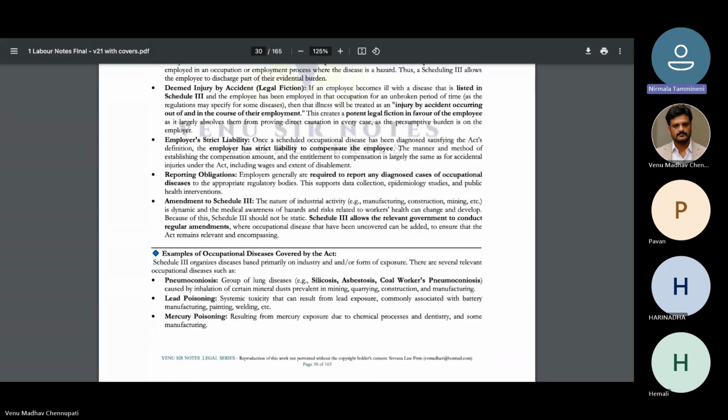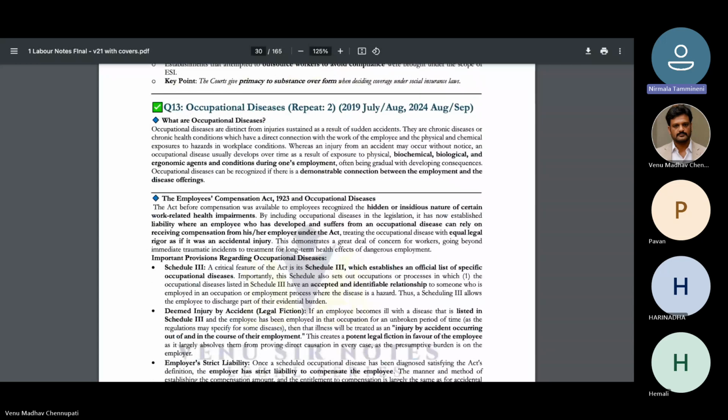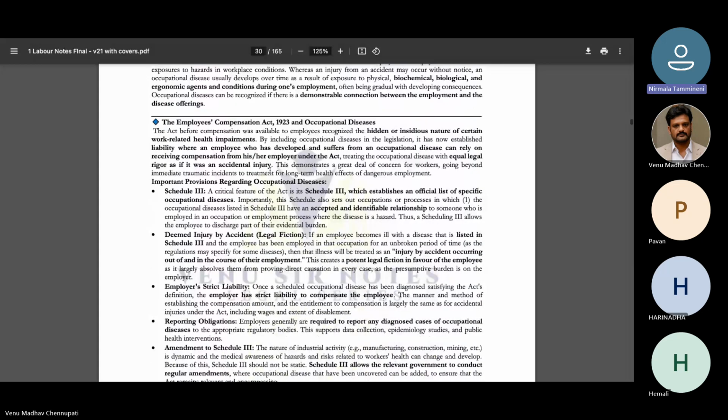They are chronic diseases or chronic health conditions which have a direct connection with the work of the employee and the physical and chemical exposures to hazards in workplace conditions. Whereas an injury from an accident may occur without notice, an occupational disease usually develops over time as a result of exposure to physical, biochemical, biological, and ergonomic agents and conditions during one's employment, often being gradual in developing consequences. Occupational diseases can be recognized if there is a demonstrable connection between the employment and the disease. So this is occupational disease.